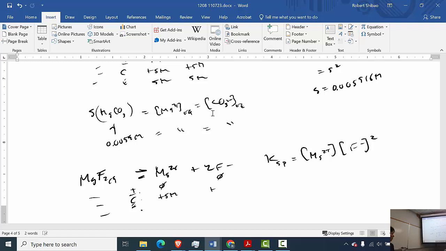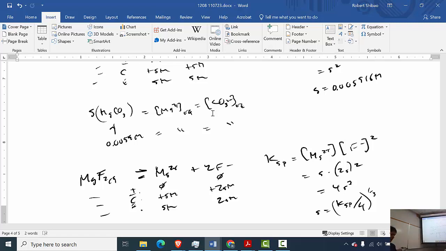And in this case, we're going to get plus S and plus 2S. We're going to form twice as much fluoride. So this is going to be S molar and 2S molar here. This is going to give us S times 2S quantity squared, which is going to be 4S cubed. Then we're going to solve for S. S is equal to KSP divided by 4. And we'll raise that to the 1/3 power. And this was 3.7 times 10 to the minus 5.